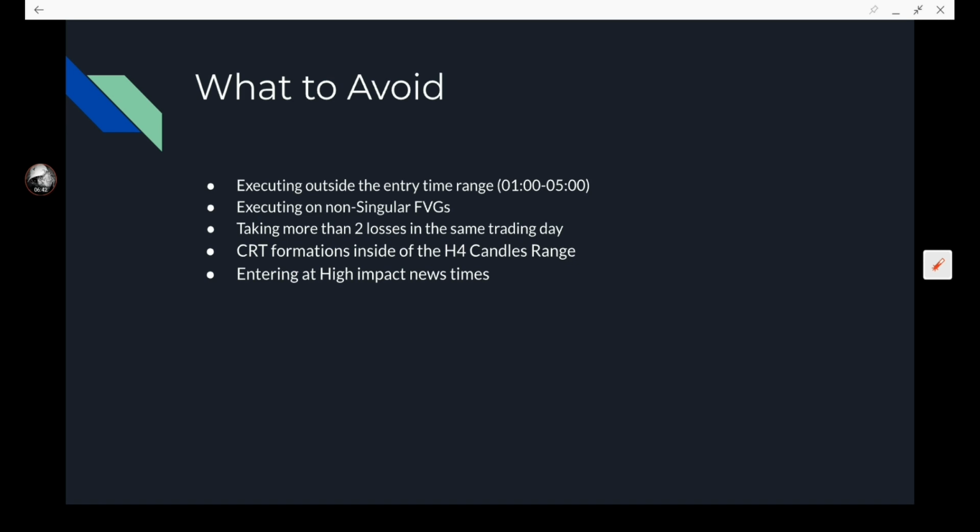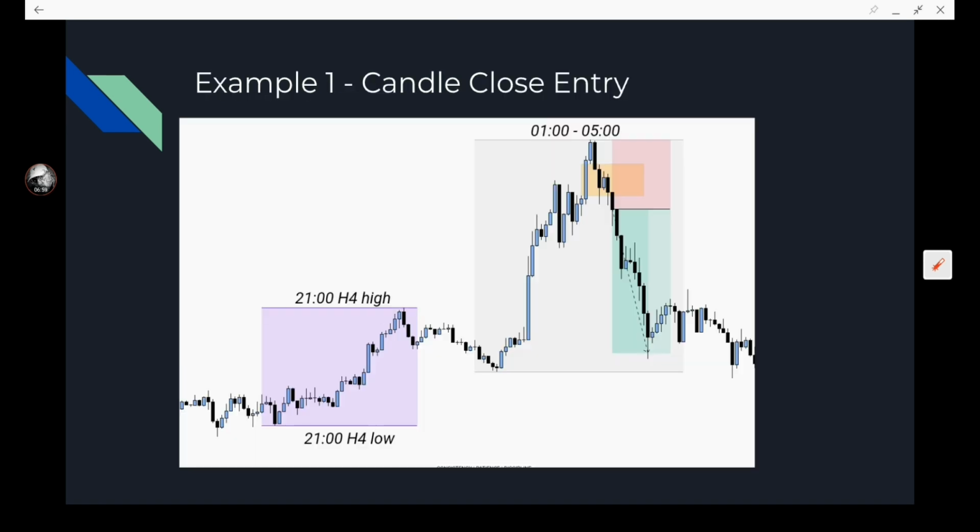Now let's move to the examples. Example number 1, the candle close entry. We have the range here, the 2100 hours H4 high and the 2100 hours H4 low. And what happened is price decided to push up and take the 9 p.m. H4 candle's high and continue pushing up until we got that inversion, and we left this fair value gap here between the range.